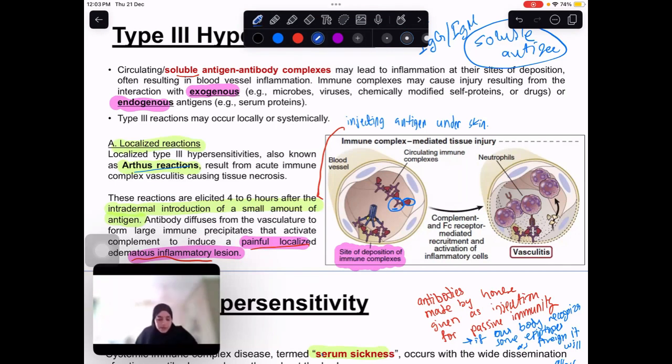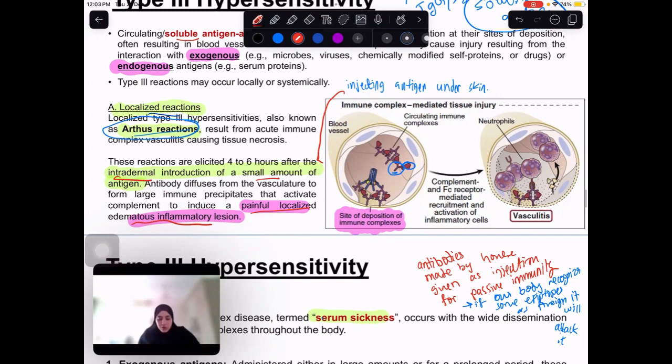This is the same. I can have localized reactions again, or systemic. A localized reaction is known as Arthus reaction. Here, I'm going to be injecting this antigen under the skin. It's an intradermal injection, just a small amount. Because it's localized, I'm going to be seeing it in 4 to 6 hours. It's going to be faster.